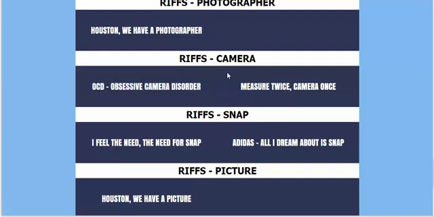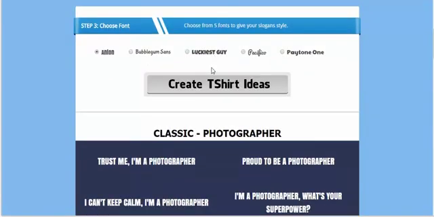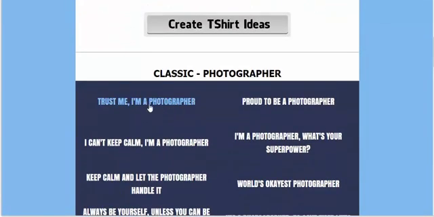You can see not all of them work, grammatically not all of them work. So measure twice, camera once, doesn't really make a lot of sense. But this one here, OCD, obsessive camera disorder, is definitely one that could work. You could also use one of these as well.